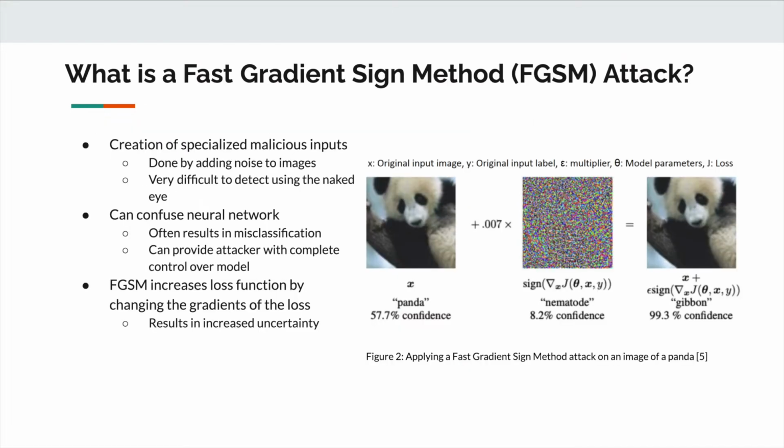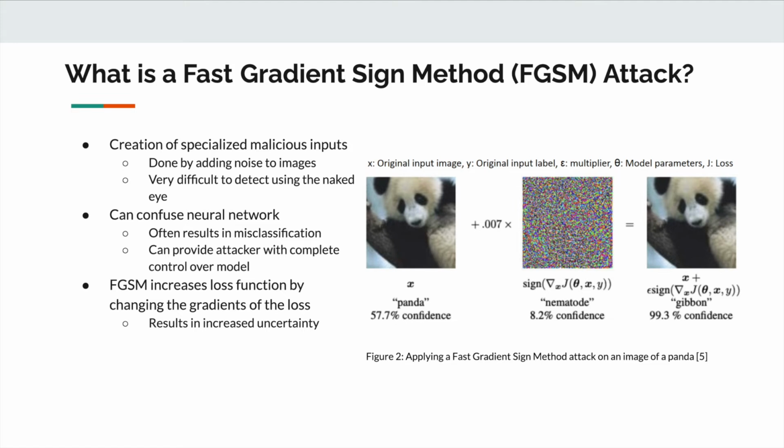Thank you, Ken. Next, we're going to move on to the fast gradient sign method, where the principle of the attack is to create specialized inputs by introducing noise to the image. And although this does change the image from the original image, the changes are indistinguishable to the human eye. As we can see in the figure here, the output image looks very similar to the original input image.